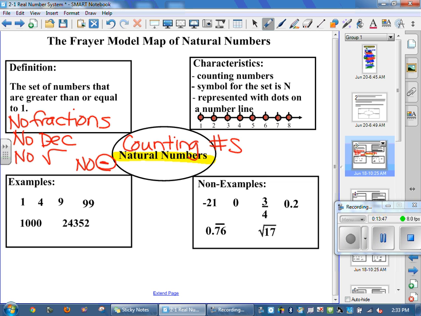1, 4, 9, 99, 1,000, 24,352, 5 billion, 9 quadrillion. All of those are numbers that are 1 or above. Numbers that are not: a negative doesn't belong to this set. 0 doesn't belong to this set. Fractions don't belong here. Decimals don't belong here. Neither do repeating decimals, neither do square roots. None of those belong in this set.